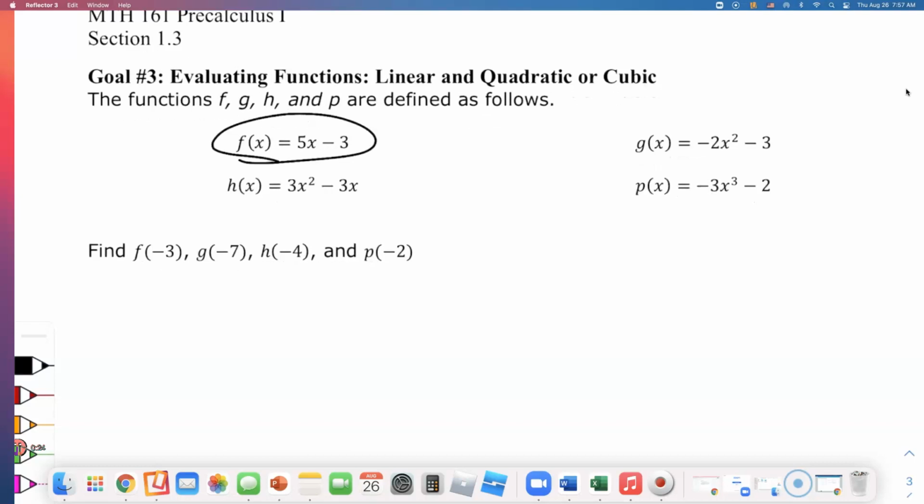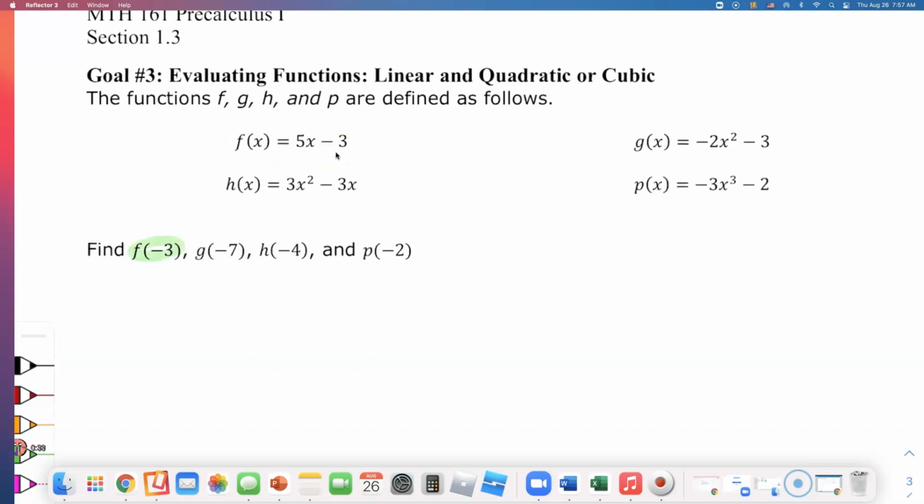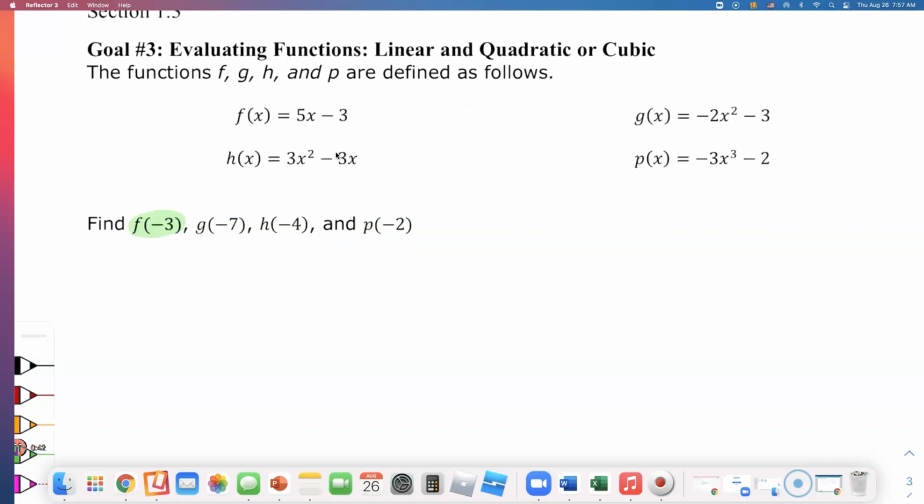F is a linear function: multiply by 5 and subtract 3. So whenever they give us a number to plug into f, we're going to multiply that number by 5 and subtract 3. So let's take a look. The first one, we're working with the function f. When they ask you to find f of negative 3, we just have to plug in negative 3 into this function. So let's find that first.